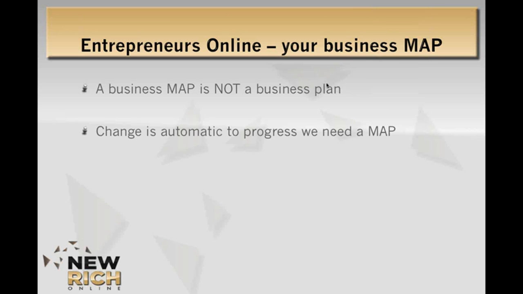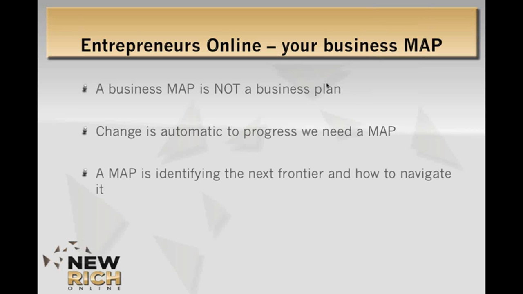What it is, is something that we need to progress. We need a map to progress in life. Change is automatic. Change happens every day. But in order to get from A to B, you need to map out exactly how you're going to do that. That's not a plan. That's a map of the direction you need to take. It's identifying the next frontier and how to navigate through it. So you've got your map, and then we'll go through a plan.